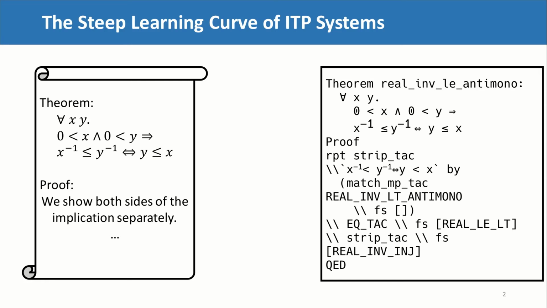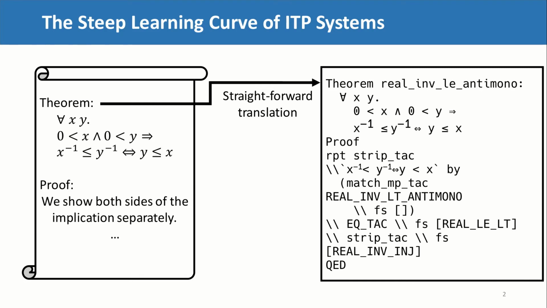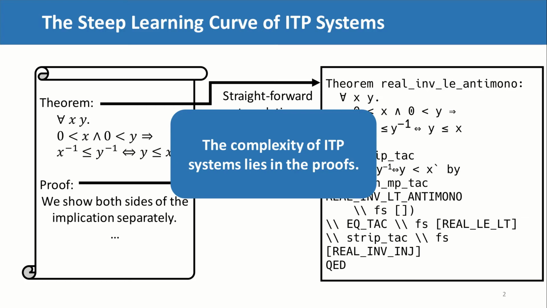If we look at its HOL4 version, we can see that there is a straightforward translation from math to the HOL4 statement. For the HOL4 proof, it is immediately obvious that this is not the case. So, if we think about it, the complexity of these ITP systems inherently lies in the proofs that we have to perform. So why is this the case?